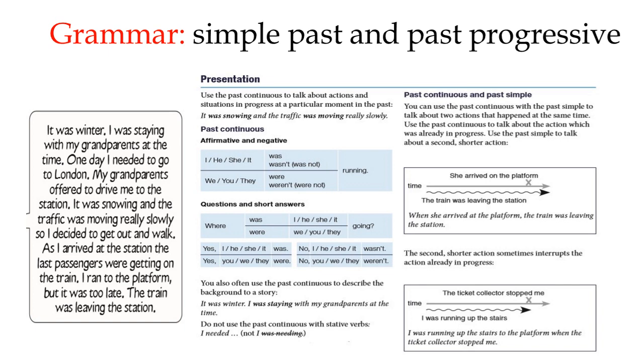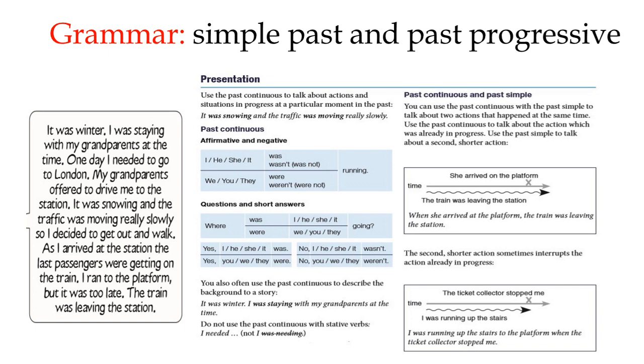She arrived at the platform. The train was leaving the station. When she arrived at the platform, the train was leaving the station. So when we speak about past simple and past continuous, we speak about two actions in the past. One is very long, okay? And that long action is interrupted by a short action which we make in simple past. The second shorter action sometimes interrupts the action already in progress.